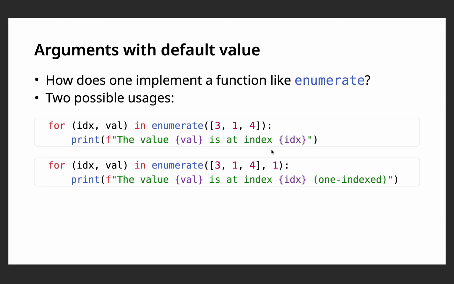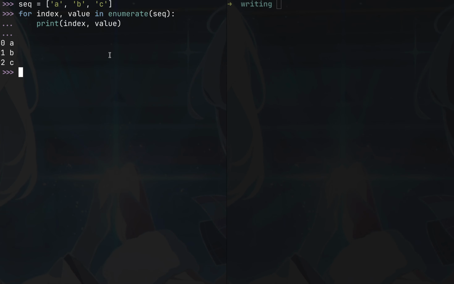Now, what if you want to use it like this instead? Here, instead of just giving it the sequence, you're also giving it a starting index. So let's say instead of starting at 0, you want to start at 1. What you would do here is have another argument to represent the starting index, and if I run this, now you see that 0 becomes 1 here. So now we're starting the count at index 1.